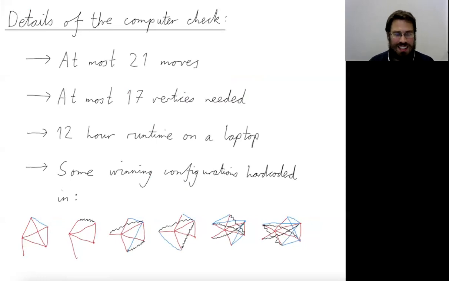Okay, so some final details about this computer check. It takes at most 21 moves. That's something else which is verified, along with the fact that this strategy works. You need at most 17 vertices in order to do this. Sometimes you have to pick a fresh vertex that nobody's touched yet, so you need some new vertices. But in the end, if you count how many you need, it's at most 17.